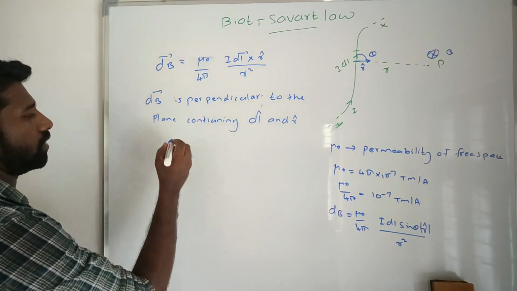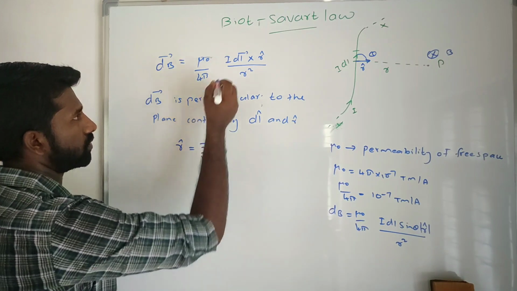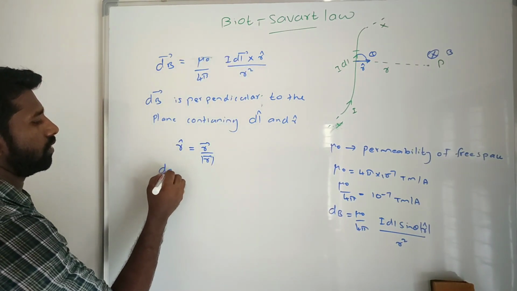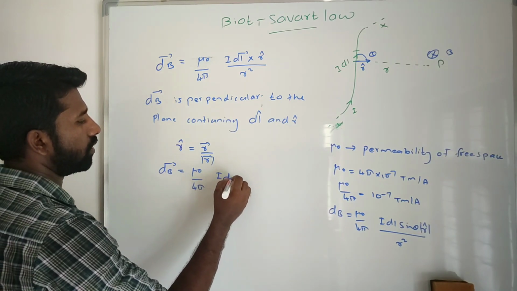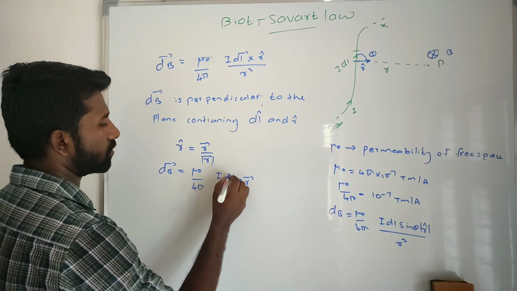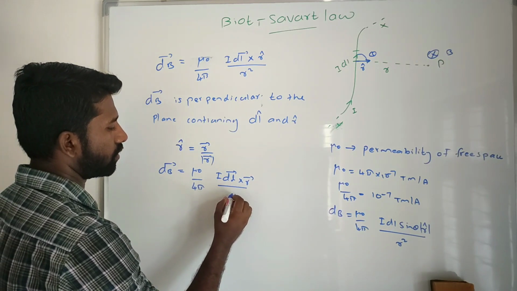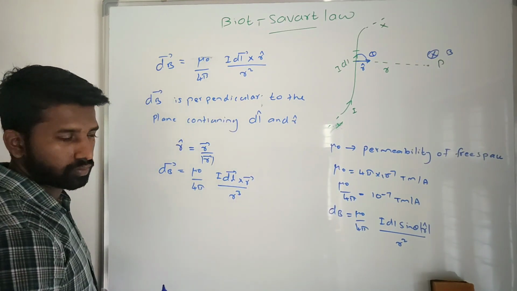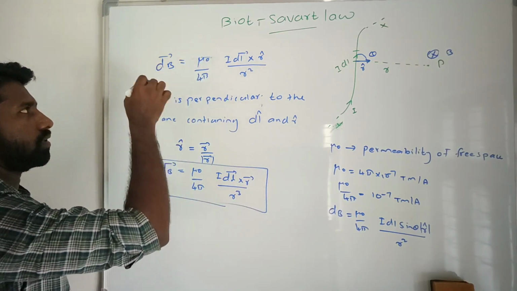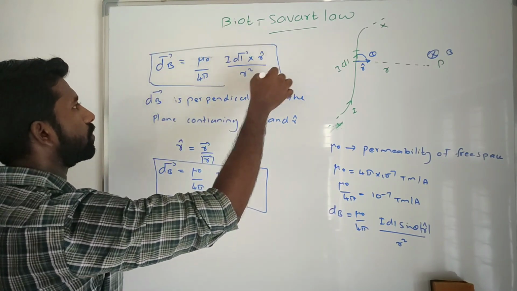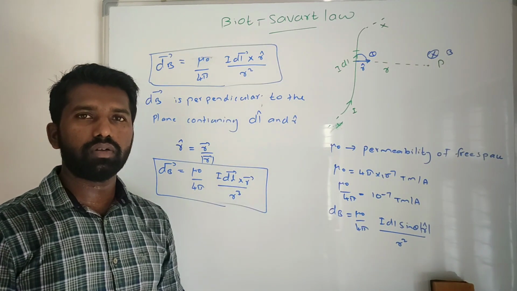Okay, then what is r cap? r cap is equal to r vector divided by modulus of r vector. This I will substitute here. So what will you get? dB is equal to mu 0 divided by 4 pi I dl cross r vector divided by modulus of r cubed. Okay, this is also another form of the Biot-Savart law. Okay, clear? This is about the Biot-Savart law.